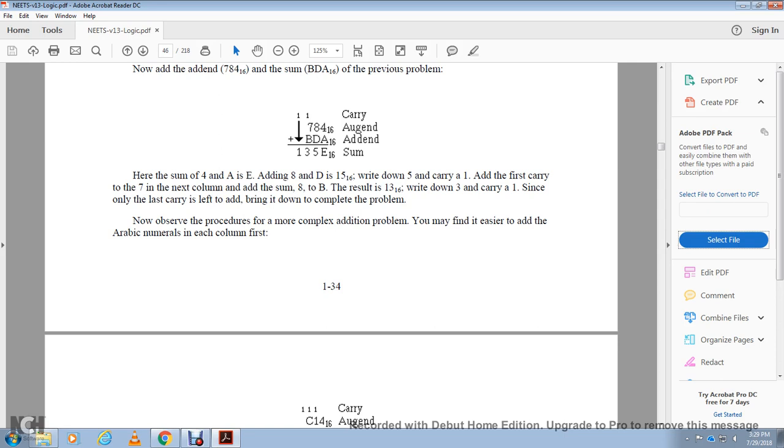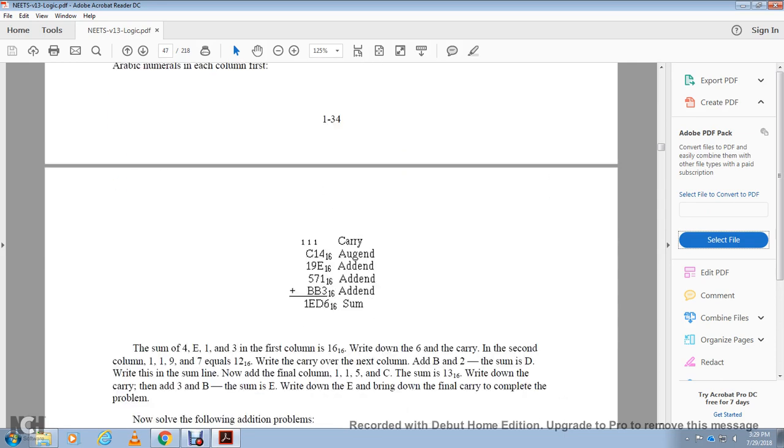Now, in producing more complex addition of numbers, you may find it easier to add the Arabic numbers in each column first. All right, the sum of 4 is E, then 1 and 3 for the first column, write down 16, carry the 1 for the second column, 1 plus 9 plus 7 equals 12.